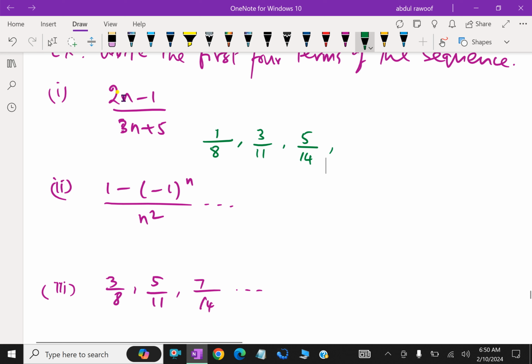Then of course the next one is 7 over, 3 into 4 is 12, 12 plus 5 is 17. Like that it goes.